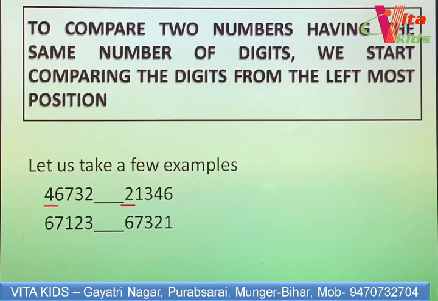That means the number 46732 is greater. The second example 67123 and 67321. Here if we take the leftmost digit, it is 6 in both cases. So we will take the next digit, which is 7. Again the same digit. So we go to the next digit. Now here we have 1 in one number and 3 in the other. So 3 is greater, that means the number on the right, that is 67321 is greater. And we will write the symbols like this.